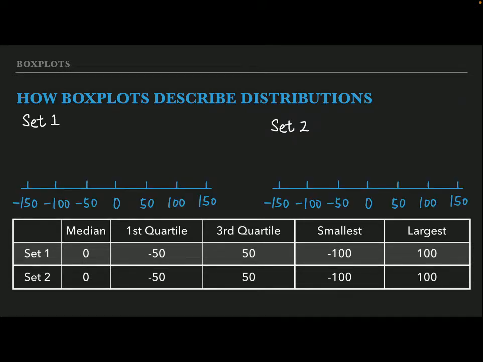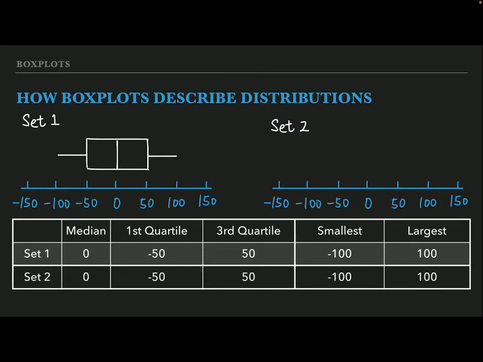With the 5-number summary, we can now construct the box plot for the distributions. Let's first deal with set 1. The median is 0, so let's draw a bar there. We also put bars at -50 and +50, because those are the quartiles. And we can complete the box part. Now let's draw the whiskers. The smallest value is -100, and +100 is the largest value. Okay, now we finished the box plot for set 1.